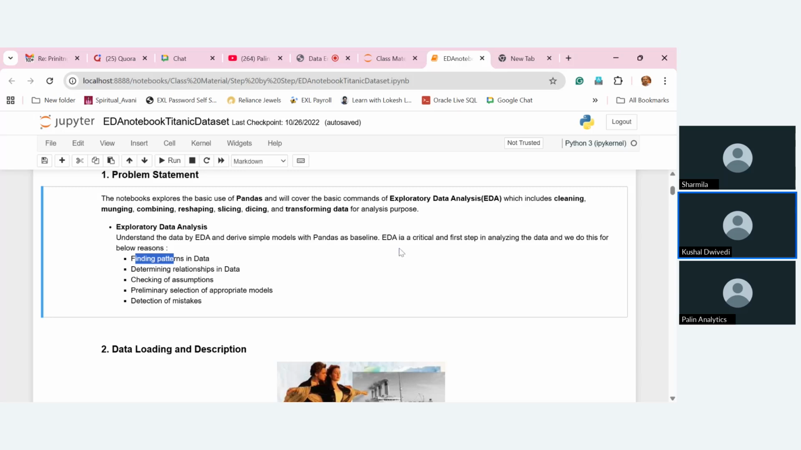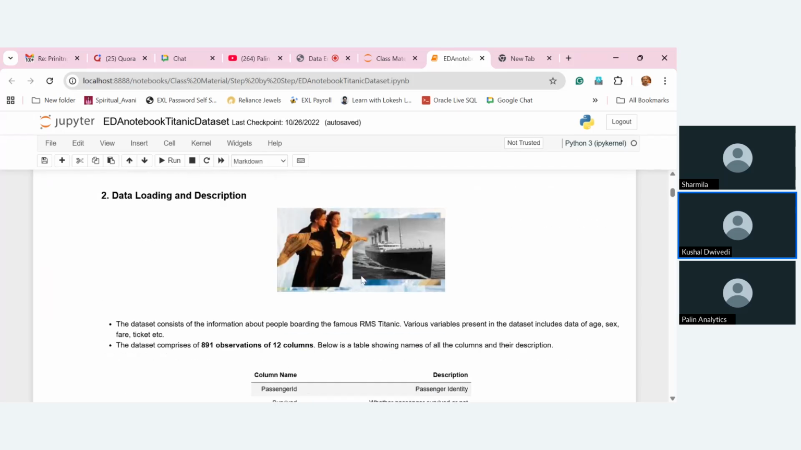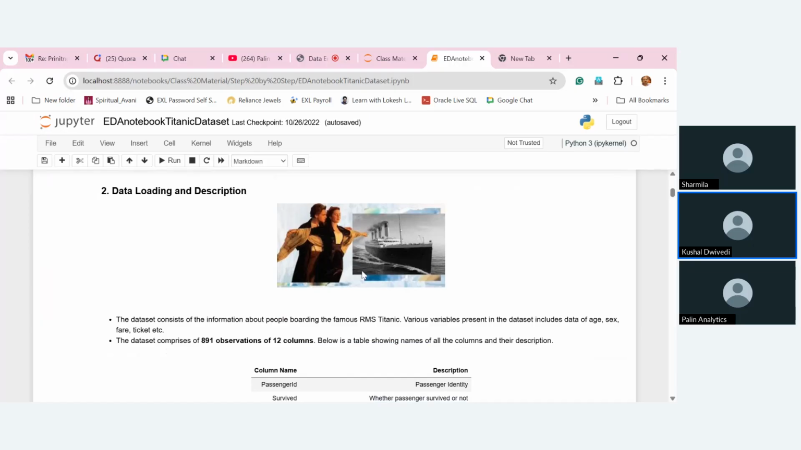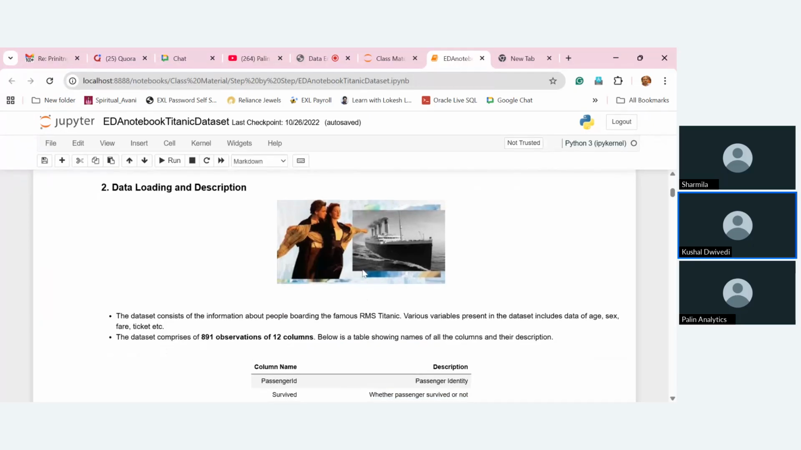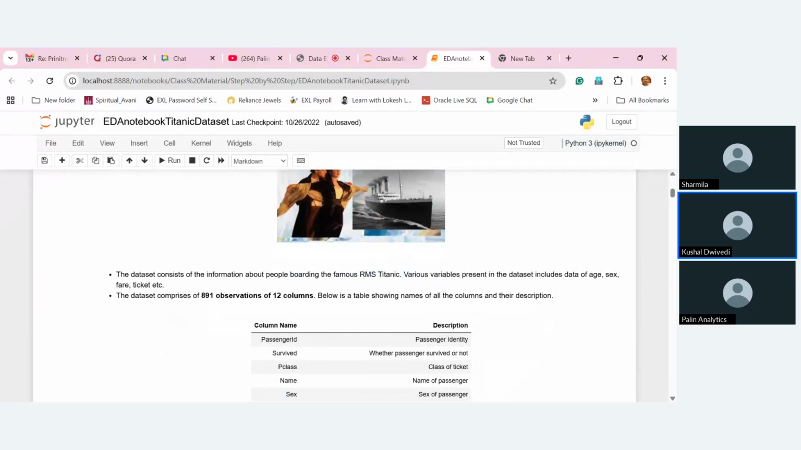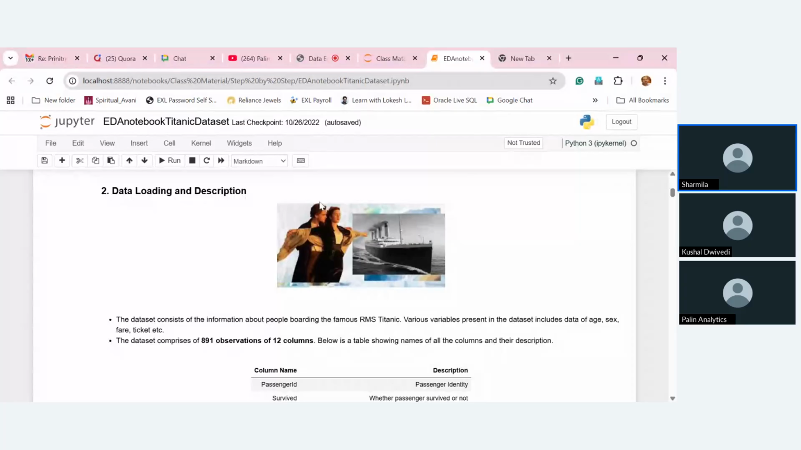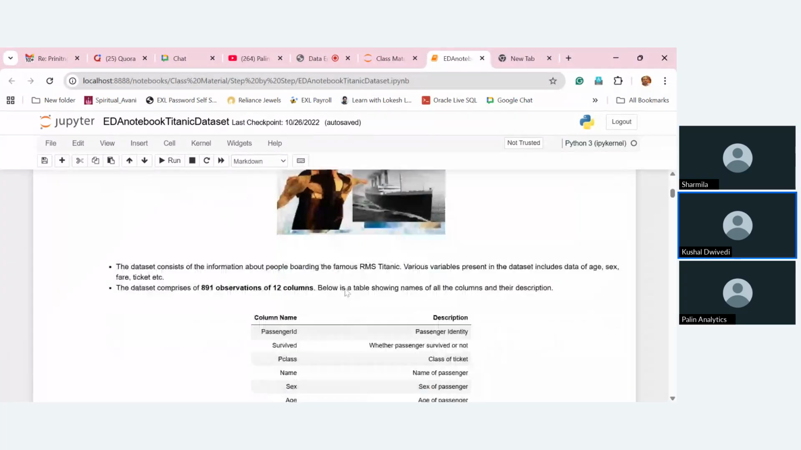Okay, and the job that we are going to do is mainly data loading and description. So in this data, you know about Titanic, correct? Yeah. The Titanic was a tragic incident that happened at sea, and a lot of people died over there. And this data is based on that. This is a very common case study nowadays.